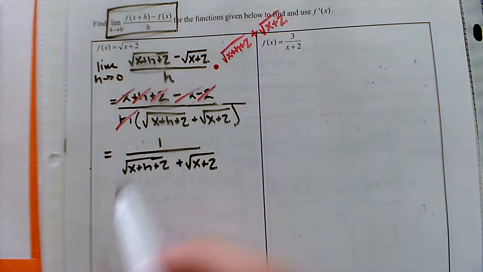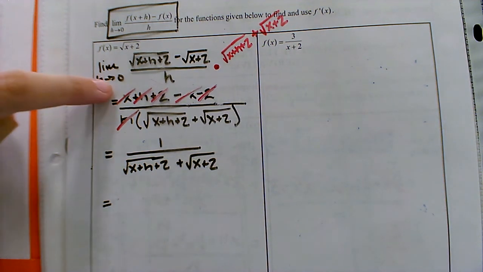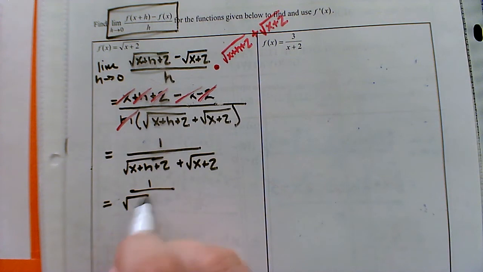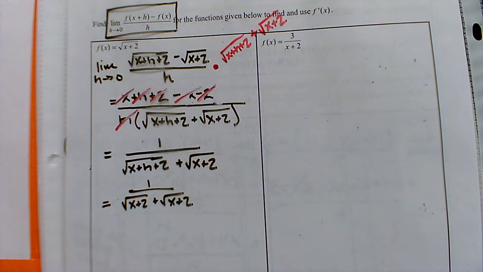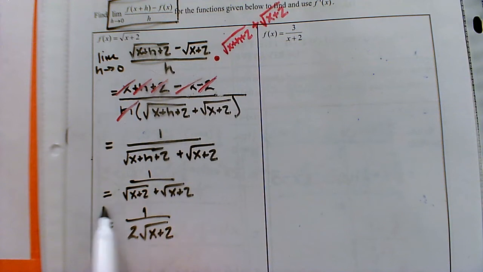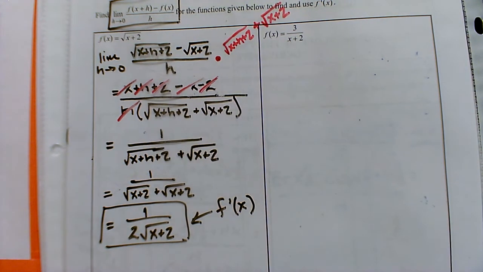Okay. So let's try our direct substitution now that we did all the canceling. If the h is going towards 0, we're going to have 1 over the square root of x plus 2 plus another square root of x plus 2. Those are like terms, aren't they, the same square root? So we can say we have 2 of them. Okay, there's our crazy derivative. So we'll label that f prime of x.